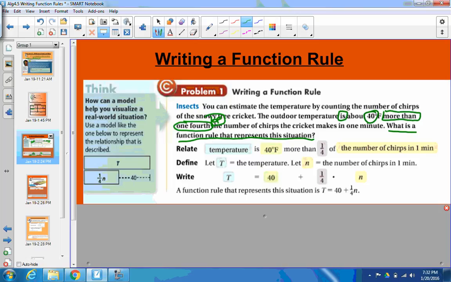And so let's take this. According to the way that it was stated here, it says the temperature is, so again, there's our box, 40 degrees more than, that'd be plus 1/4 of the number of chirps in 1 minute. So we're going to make T be the temperature because that's what we don't know. And the number of chirps in 1 minute we don't know either. So we're going to replace the temperature with T, is with equals, 40 degrees with just 40, more than with plus, 1/4 is staying there, of would be times, and the number of chirps is n. So there's our function rule, T equals 40 plus 1/4 n.